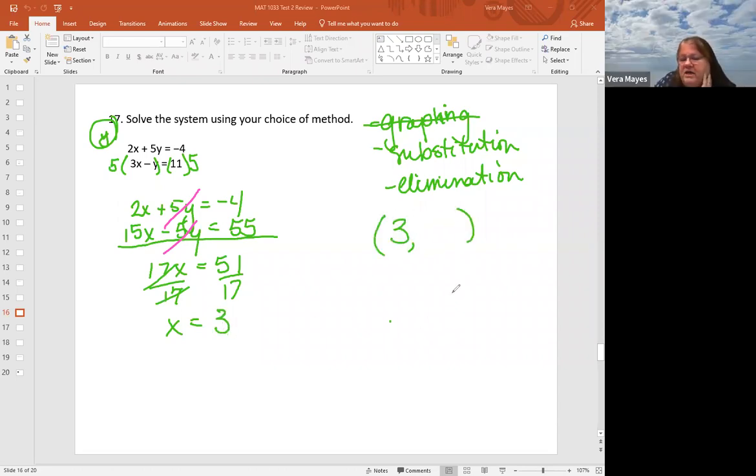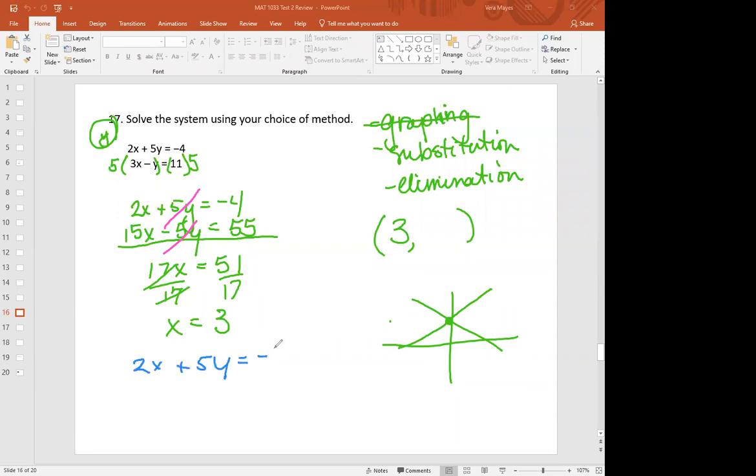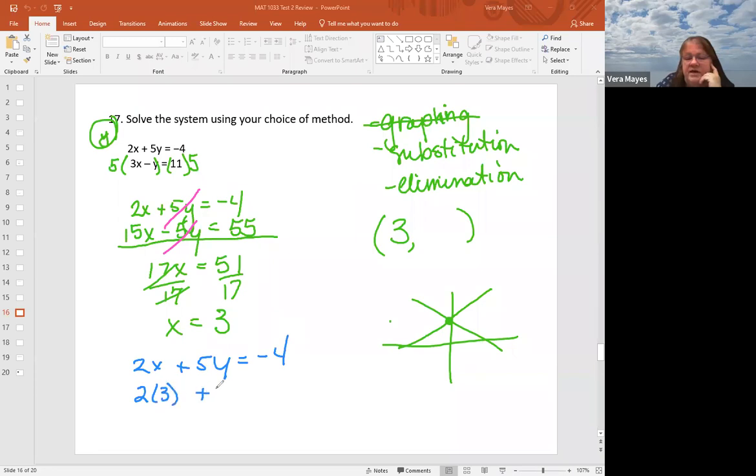So this must be like the graph I showed you guys earlier where the two lines cross and they have one answer, because we already got one x. So now we need a y. Does it matter which one of these equations I go back to find that y value? No, because it's the same graph, right? So let's go to the first one. So 2x plus 5y equals -4. Plug in the x value that we found, and then we can solve it for y.